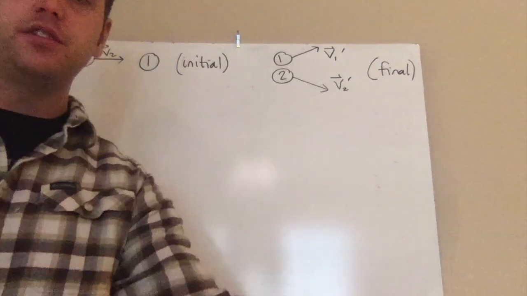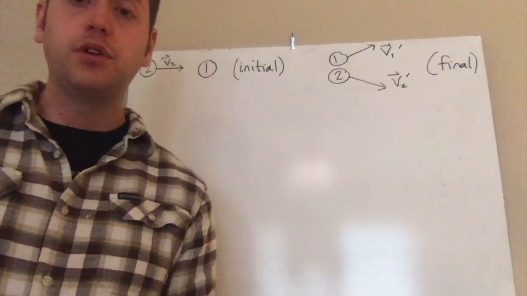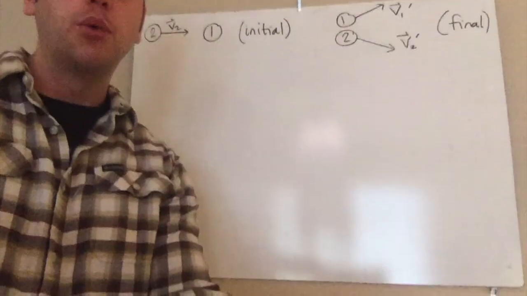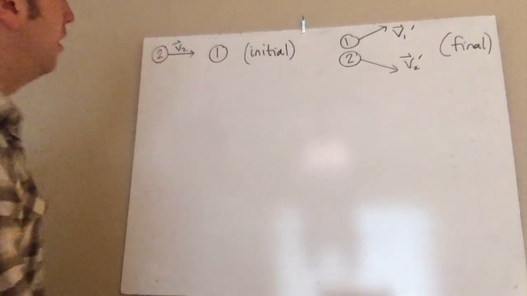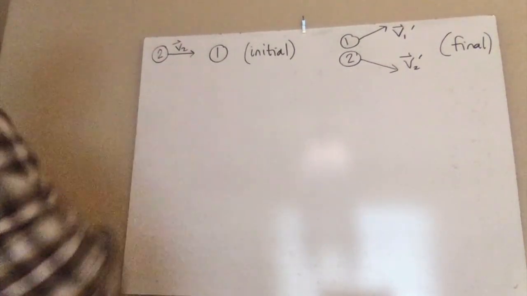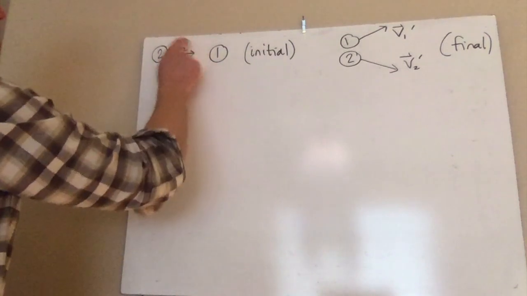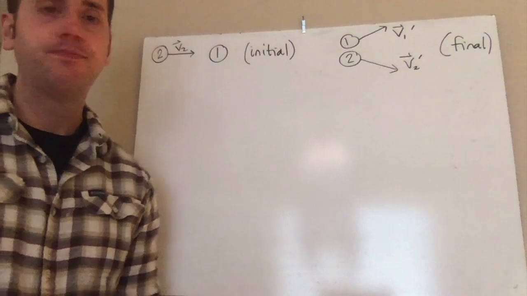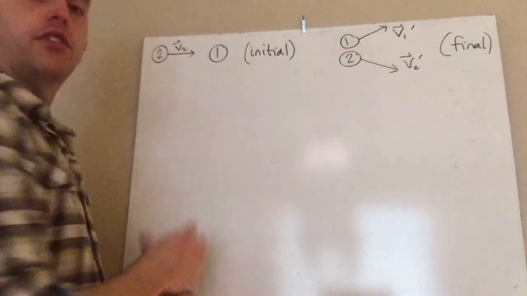Now just for simplicity here, I'm going to rewrite that as 1 and 2 because I don't want to keep writing 11 and 12. So initially, I've got object number 2 moving towards object number 1 at velocity v2, and object number 1 starts off stationary. Okay? So that's the initial state of the system.